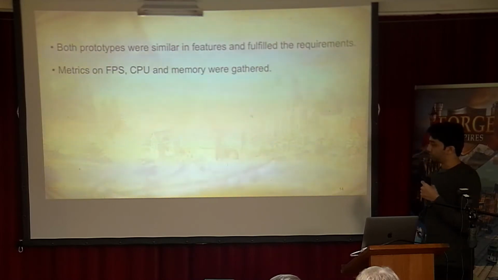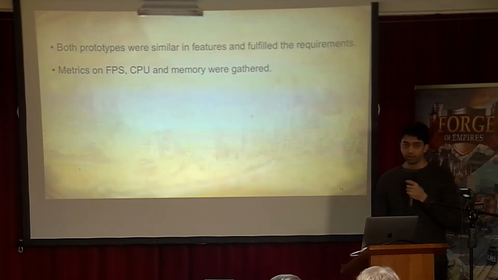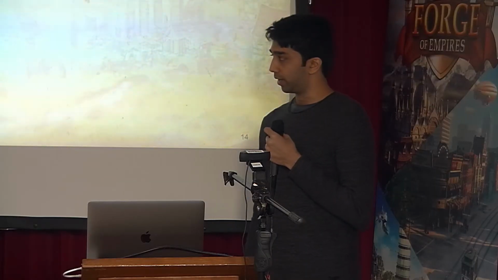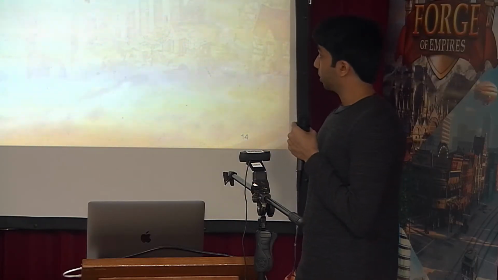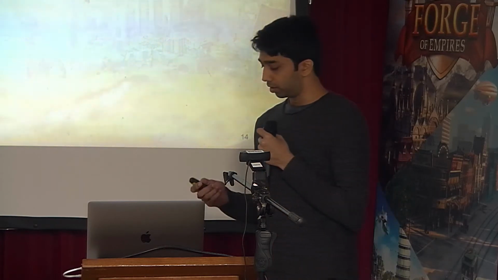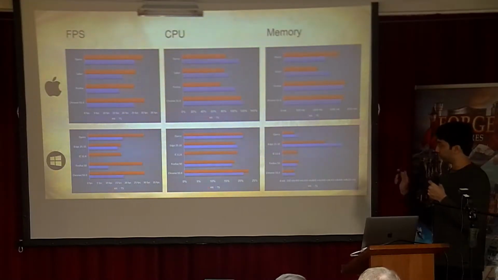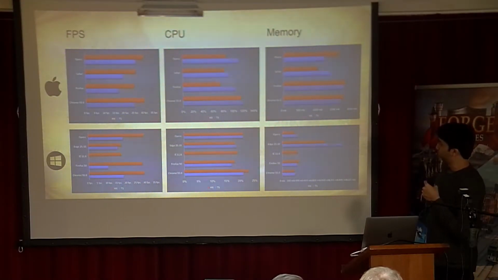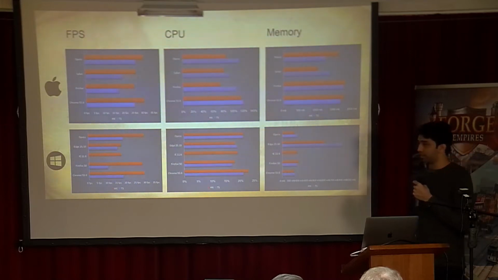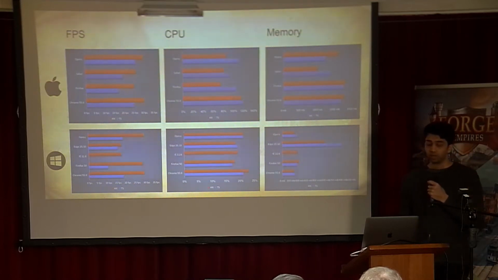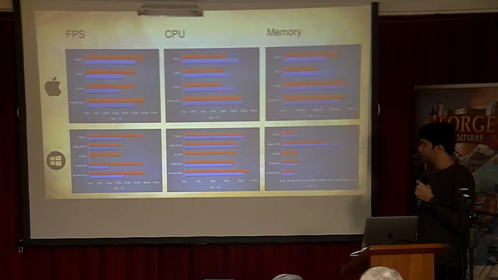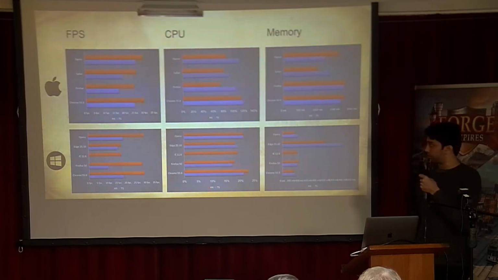So we created these two prototypes in Haxe with OpenFL and in TypeScript with Egret. They were both similar in features and actually fulfilled the requirements, and we gathered a bunch of metrics for FPS, CPU, and memory. The orange one, in case you're wondering, is Haxe. In general, it performed better than TypeScript in most cases, so that was a good initial indicator.